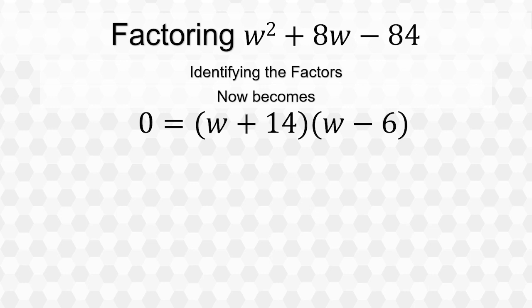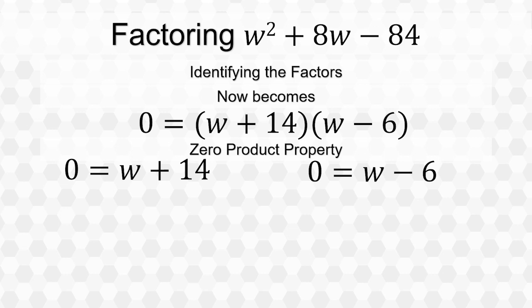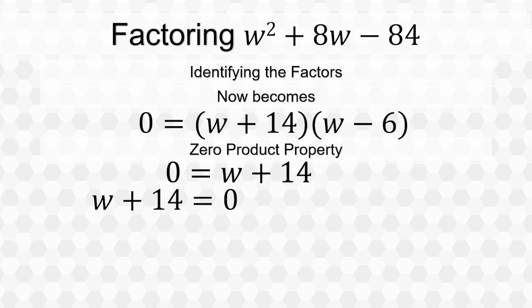From this point, let us handle each factor separately following the zero product property. Hence, we'll have two resulting equations. The first is 0 equals w plus 14, and the other is 0 equals w minus 6. Let us now solve the first resulting equation. Since this is an equation, 0 equals w plus 14 is also the same as w plus 14 equals 0.